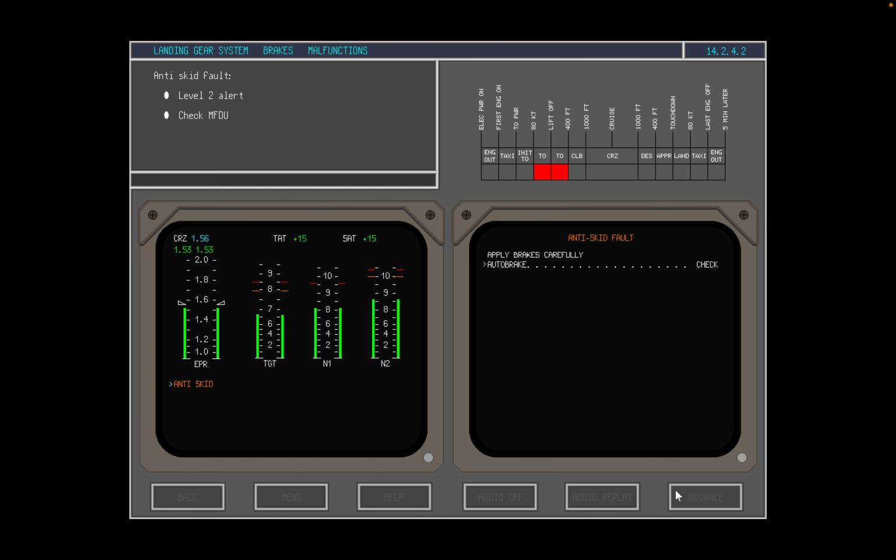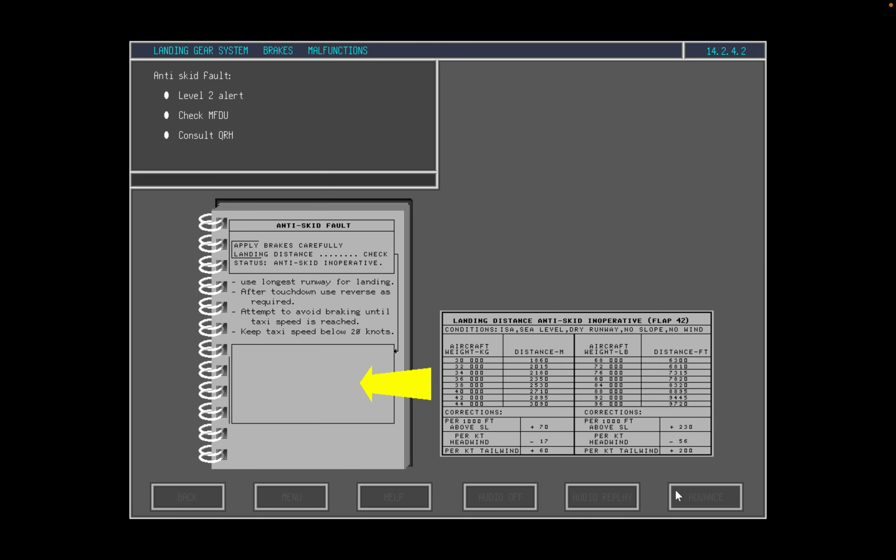The left MFDU displays the anti-skid message. The procedure is displayed on the right MFDU. Please note the alert inhibition. The QRH supplies appropriate advice for this alert.